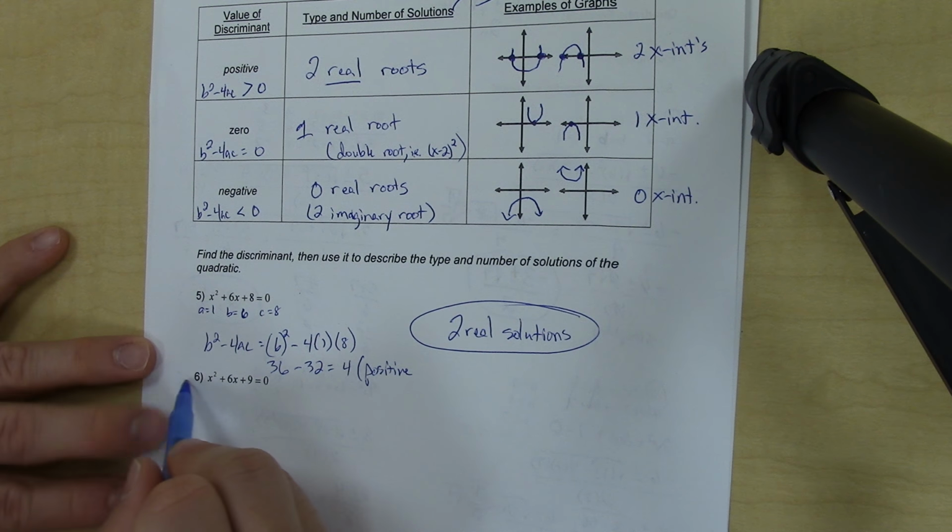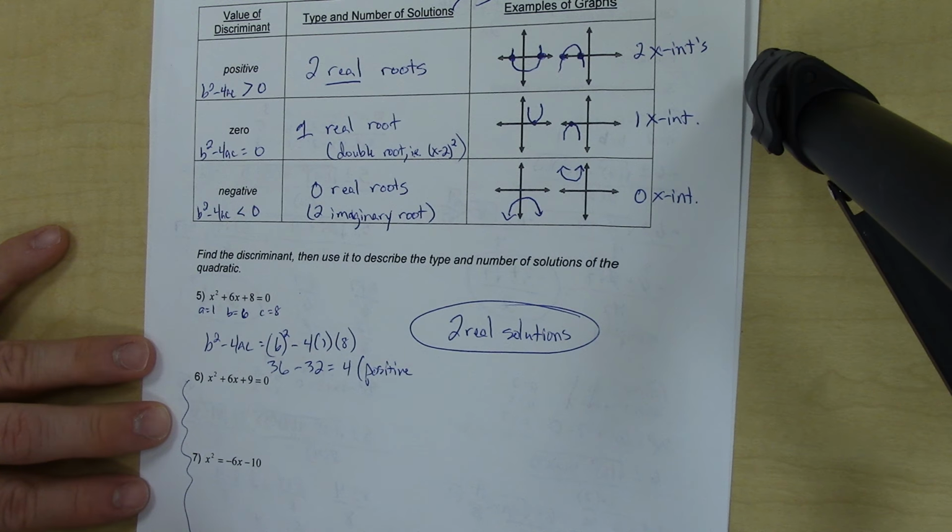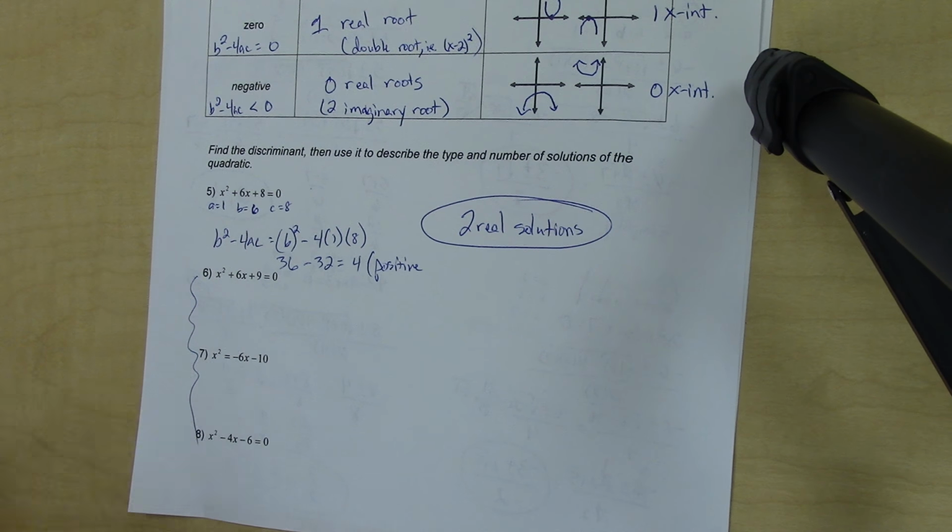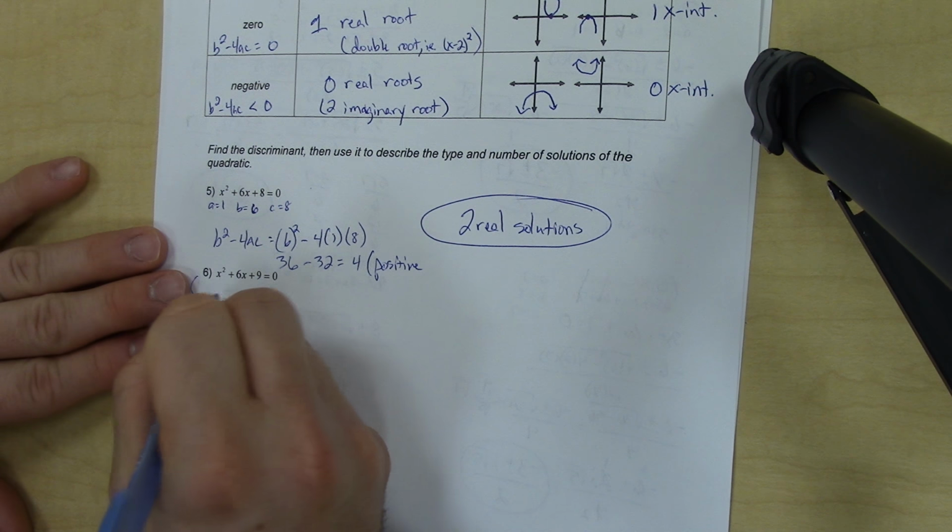What I want you to do is go ahead and try 6, 7, and 8. Just simply plug in your a, b, and c into b squared minus 4ac. Press pause now, try that out, come back and check.